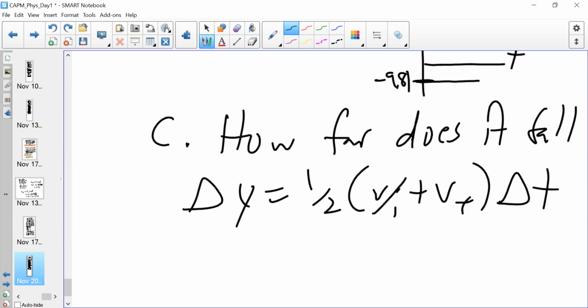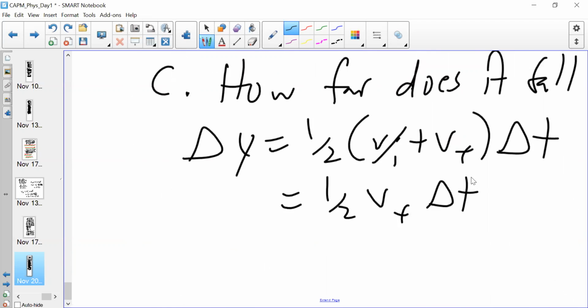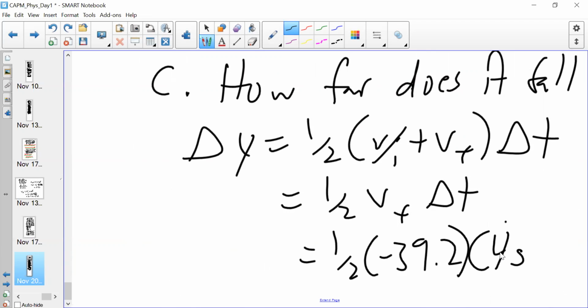Okay, so this goes away. 1/2 v final delta t. V final we know already. It's negative 39.2. Put that in there and multiply by the time, which is 4 seconds. It took 4 seconds to travel whatever distance. Okay. Well, meters per second times seconds, and you can just do this to make sure that your units come out right. If it's units of meters, that's good because you're trying to find a distance.